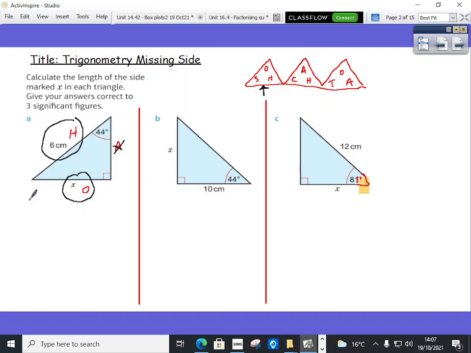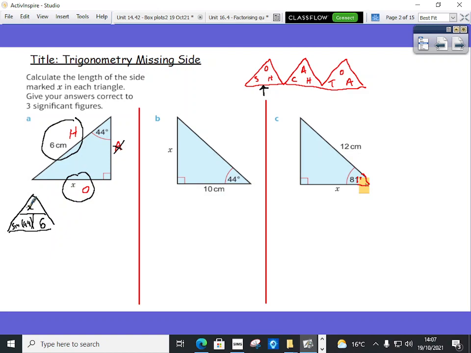So what I'll do then, I simply copy out the sine triangle and I substitute the values for O, H and the sine angle. So first of all, O is X, the side we need. H is 6, so I put 6 there, and sine is with the angle, so I put sine open bracket 44 close bracket. Now the sine function, or the cos or the tan, always comes with the angle. You can't just put the angle by itself, it's got to be with the function.